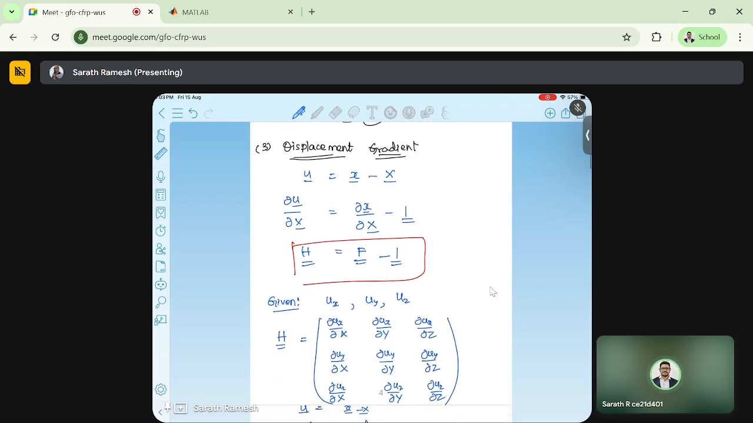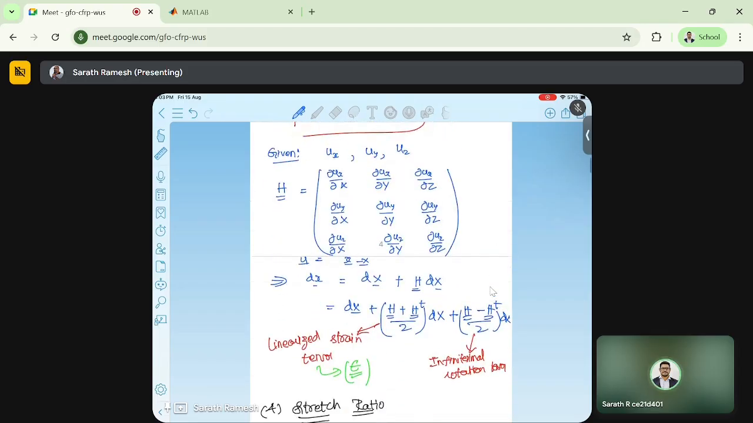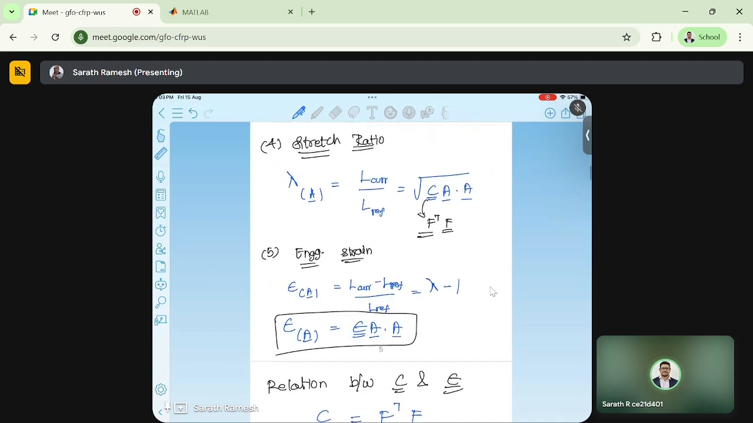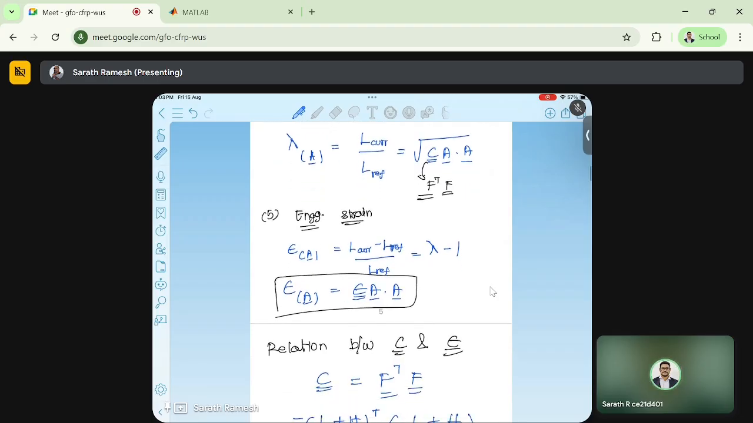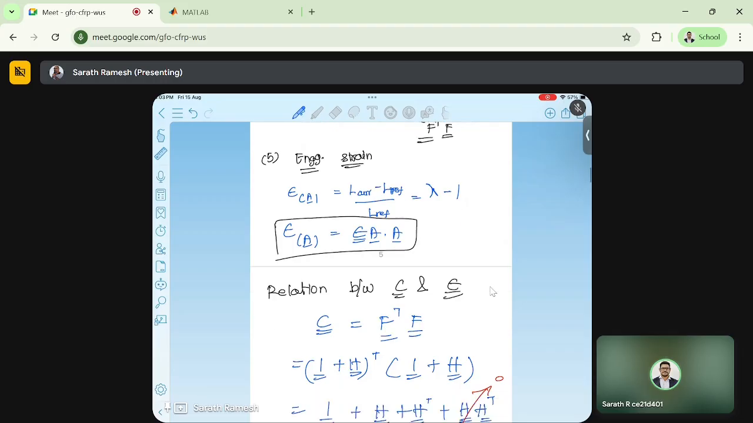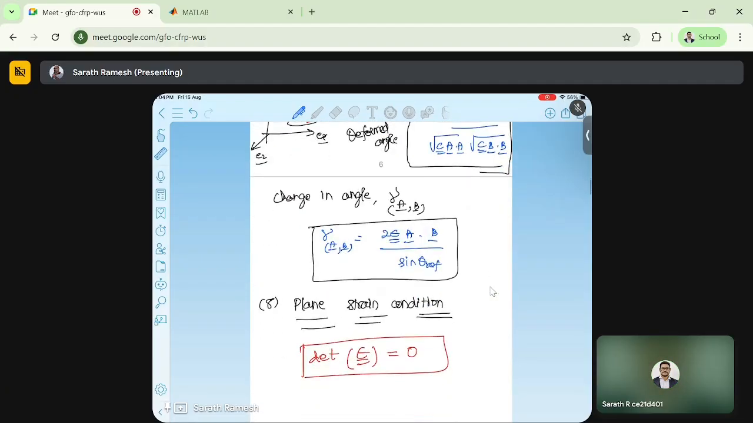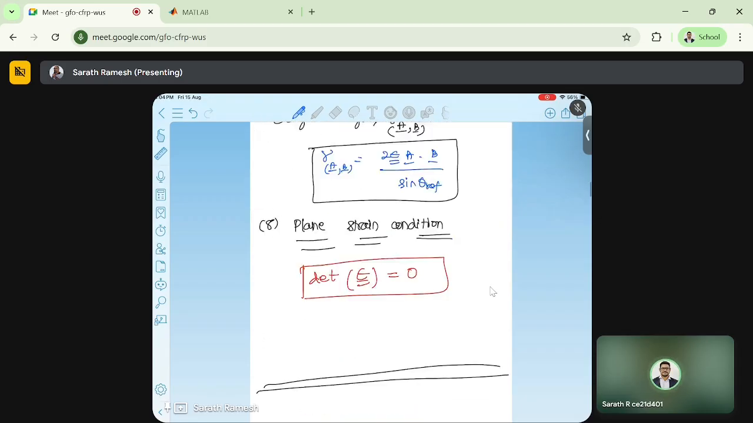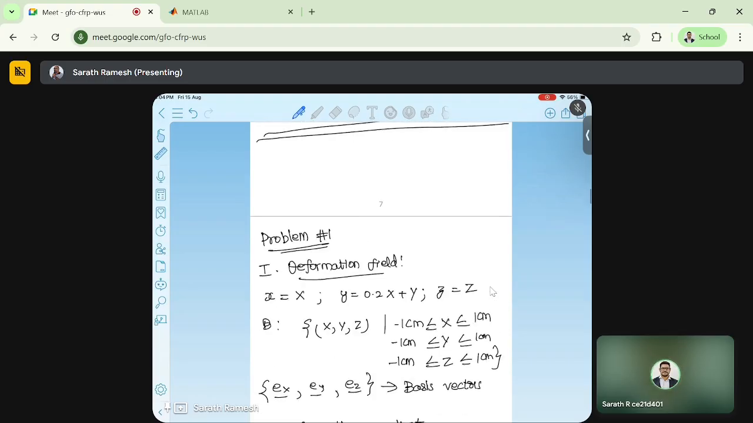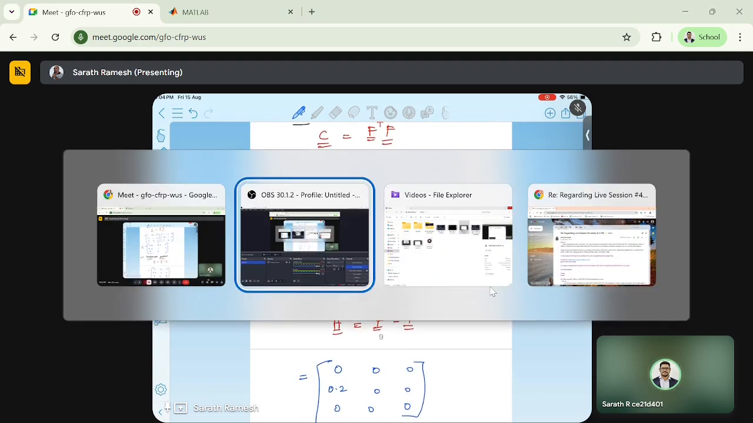Then we saw the displacement gradient, H given by F minus I, the gradient of the displacement. Then the stretch ratio, the current length by the original length. And engineering strain, the change in length by the original length, given by epsilon A dotted with A. Also, we saw the formula for angle change, the deformed angle as well as the change in angle for the small deformation case. Finally, we saw the plane strain condition, which is determinant of epsilon equal to 0.